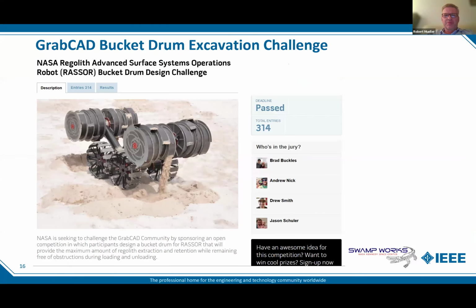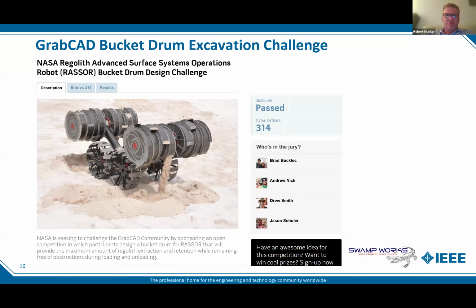Another thing we did, we went and crowdsourced a design. So the GrabCAD Bucket Drum Excavation Challenge. GrabCAD is a resource online for CAD models. So you can buy and sell CAD models, share them, and they also run competitions for CAD-based entries. So nothing is built here. It's all just virtually designed with computer-aided design packages.